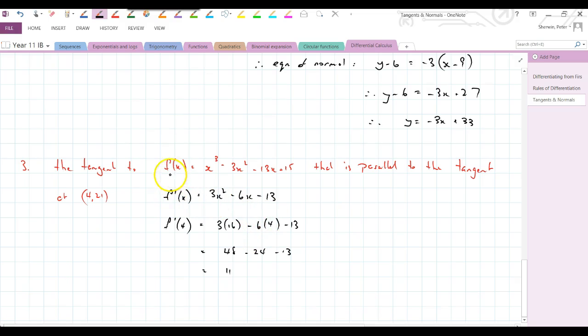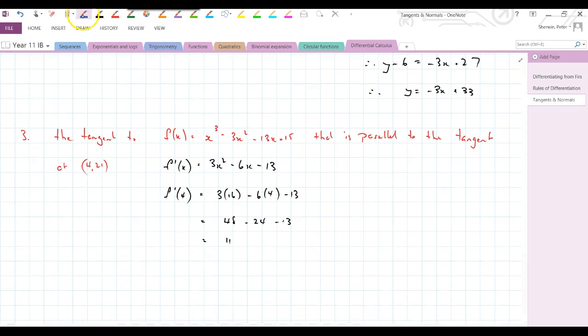So I want to know where else the gradient of this curve is 11. A bit like the question we did today. So I'm going to go back into this gradient function, 3x squared minus 6x minus 13. Remember, that delivers the gradient at any point. I know the gradient is 11. I want to know where the gradient is 11. So I'm going to solve this equation. Therefore, 3x squared minus 6x minus 24, if you take that off, is that right? Equals 0. Divide through by 3: x squared minus 2x minus 8 equals 0.